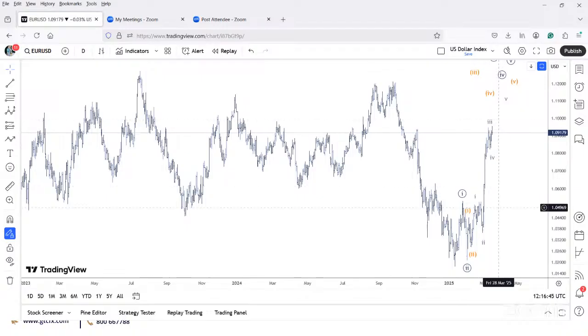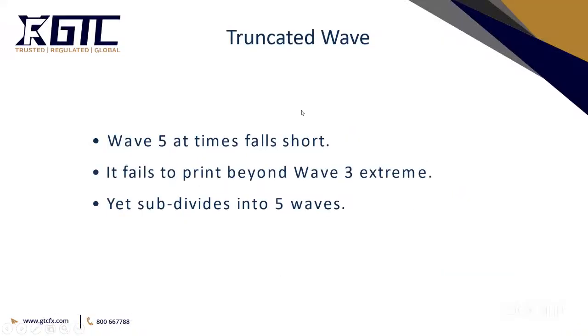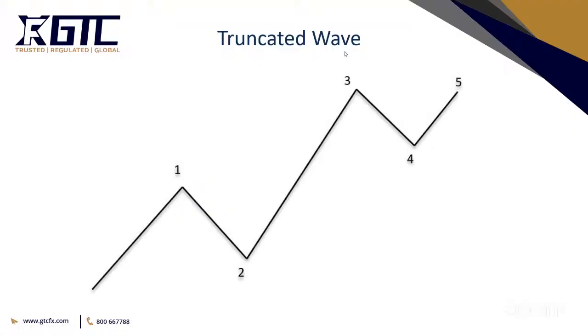All right. Okay. Truncated is very simple. Truncated, I'll quickly explain. It is normally seen in the fifth wave. The fifth wave within the motive structure falls short of printing a new high above wave 3. But it is still unfolded, subdividing into 5 waves. It just falls short and it does not print a new high. Ideally, it prints a new high, but in this case, it fails. It is a very rare occurrence.